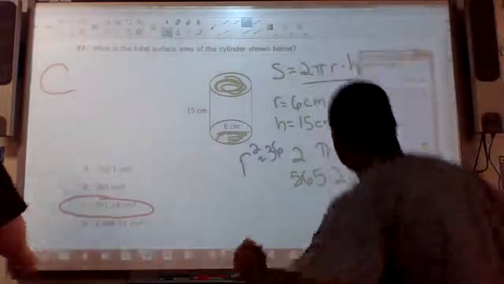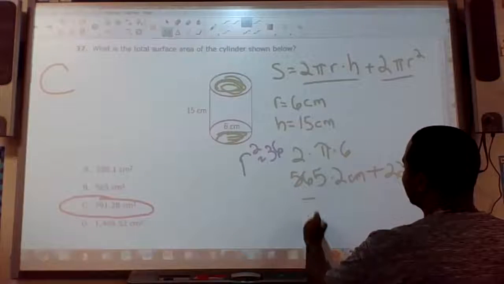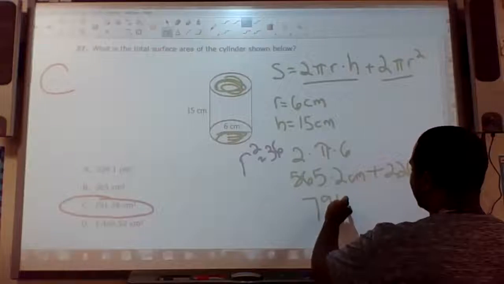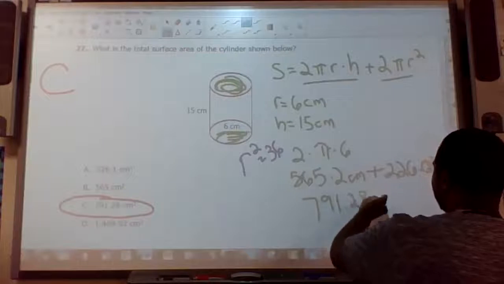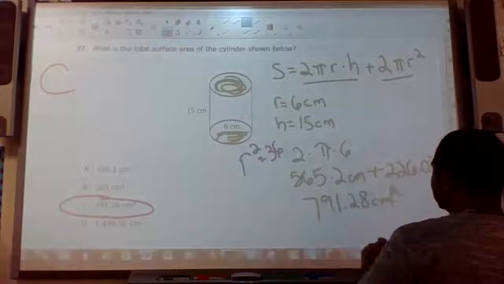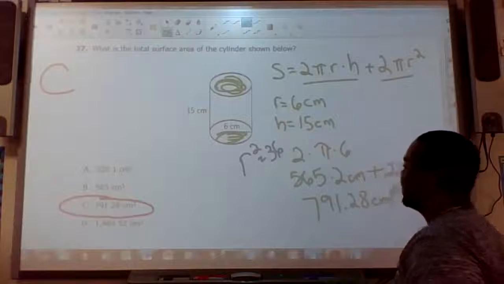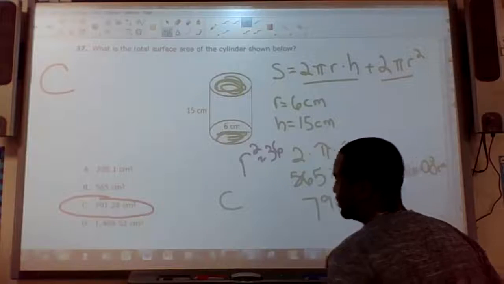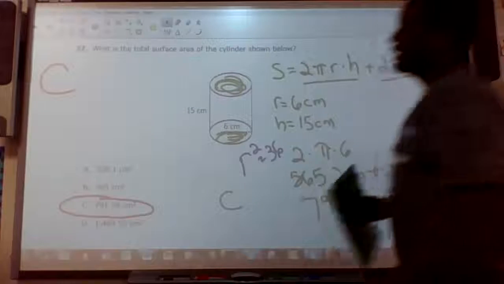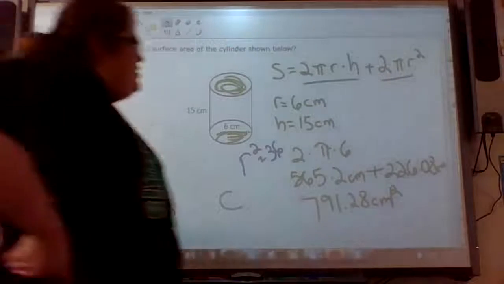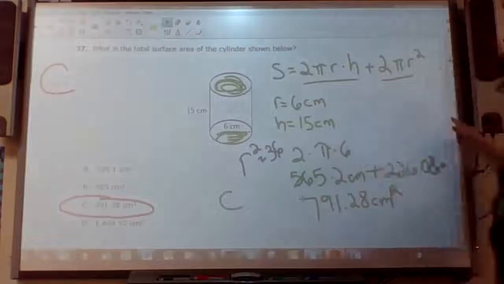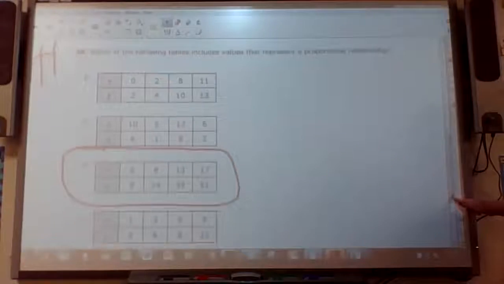So our total surface area is 791.28 centimeters squared. And remember, it's going to be squared because it's area. And that is C. There we go. Now, let's go to the next one.